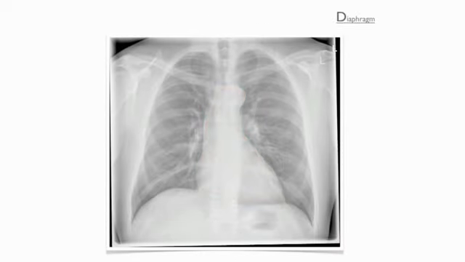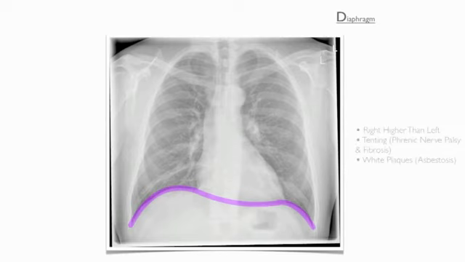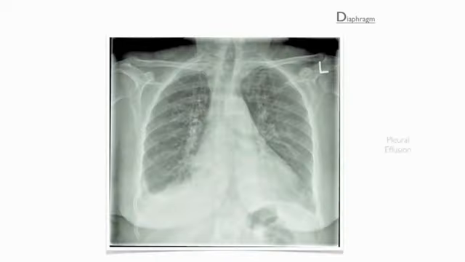Diaphragm. In the normal radiograph, the right hemidiaphragm is superior to the left because it is displaced upward by the liver. You should look for tenting of the diaphragm caused by phrenic nerve palsy or fibrosis, and white plaques caused by asbestosis. Assess both costophrenic angles. Blunting of the costophrenic angles occurs in small pleural effusions, shown here.